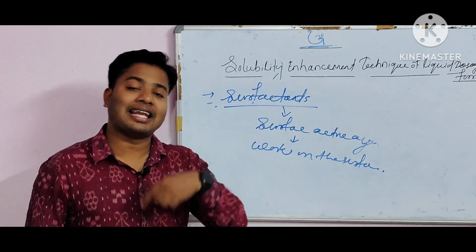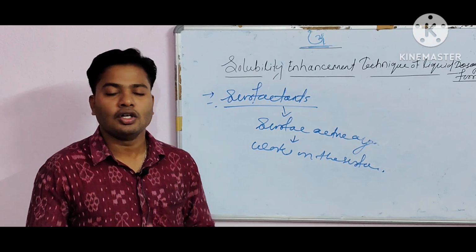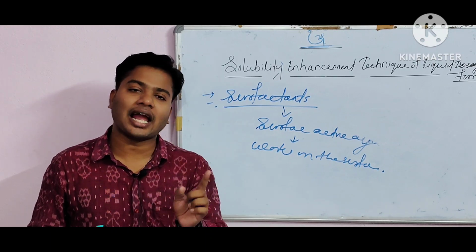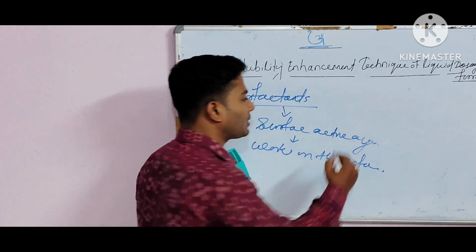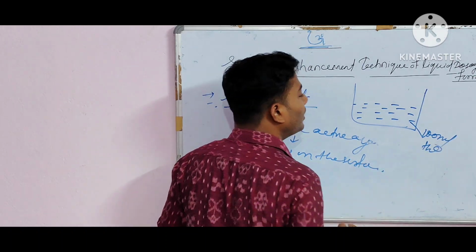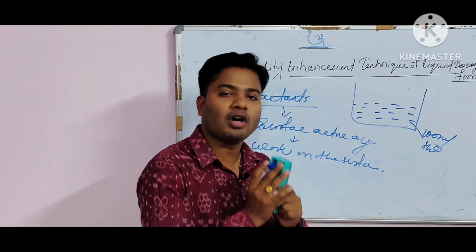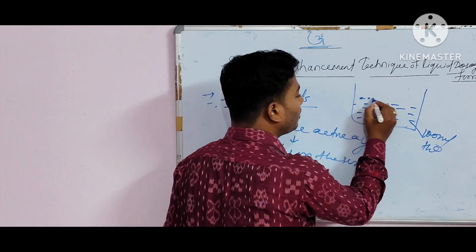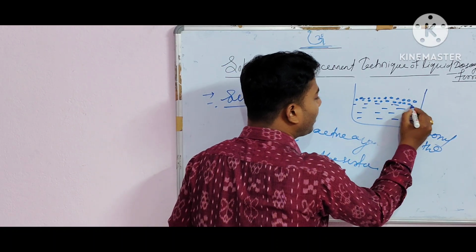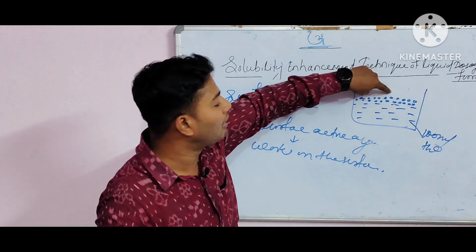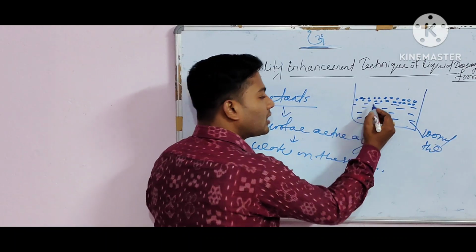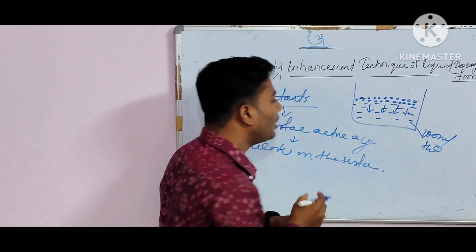How does the surfactant enhance the solubility of a poorly water soluble drug? First point, tell me at what time the drug will be solubilized in the medium. It is when the drug dips inside the medium. Suppose this is the beaker, containing 100 ml of water, and those drugs are poorly water soluble. Those drugs float on the surface or are dispersed on the surface. Yes or no? Why? Because such drugs are poorly water soluble, that's why they float on the surface. At what time are such drugs solubilized in this medium? When the drug dips inside the medium.